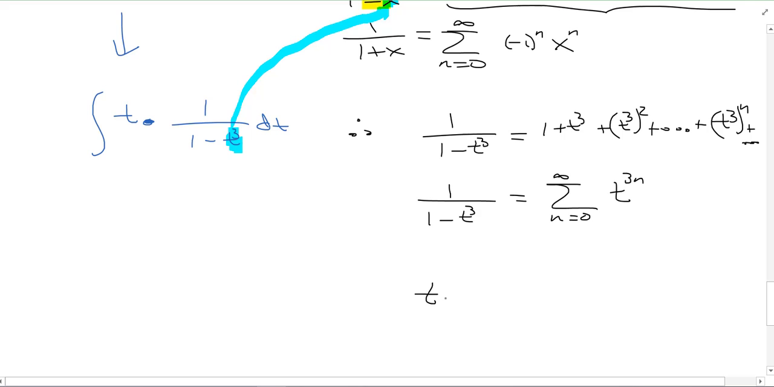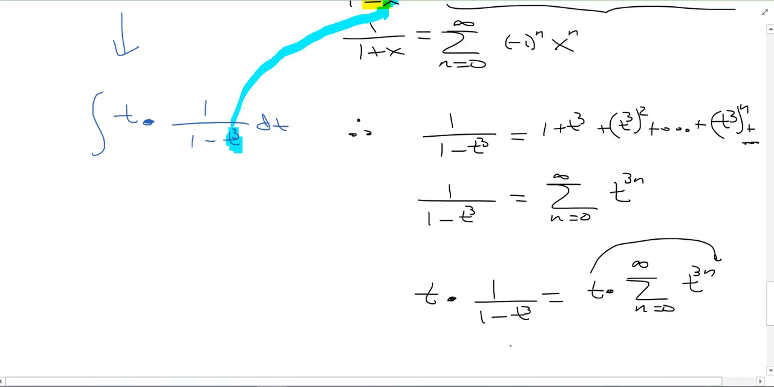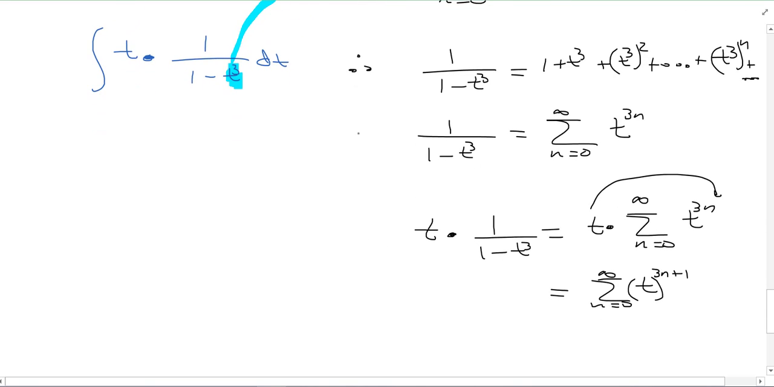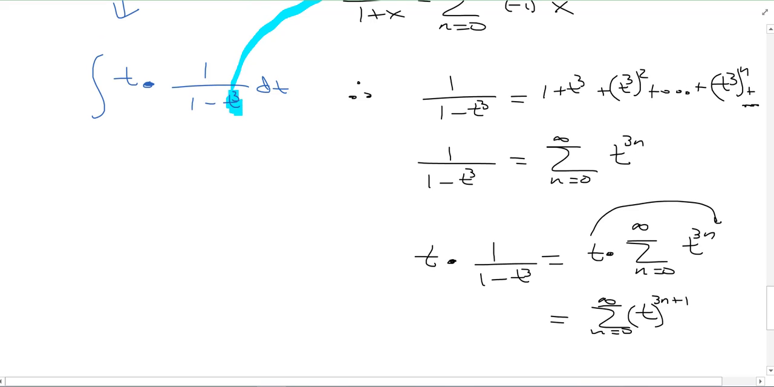So what is t times 1 over 1 minus t cubed? This will be t times the summation from n equals 0 to infinity of t to the 3n. Bring that t in there, so I get the summation from n equals 0 to infinity of t to the 3n plus 1. And that is our power series for this function.